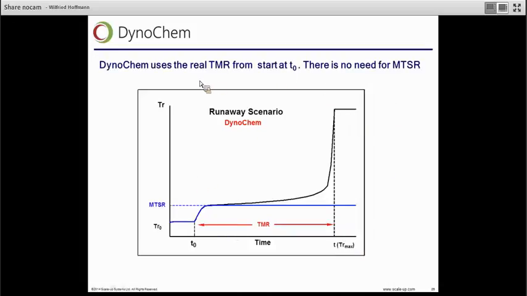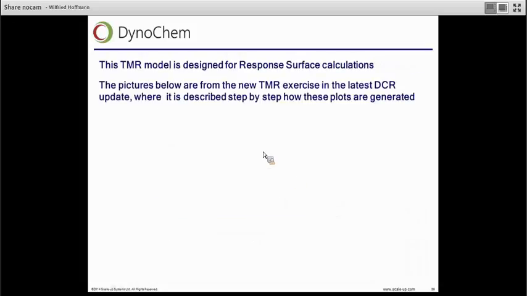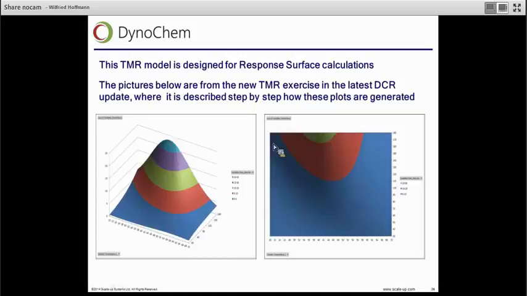This model actually was designed to also support the generation of response surfaces. Usually you will get these pictures here from the latest time to maximum rate exercise, part 4 of this. And what you see here is a nice drawing where you have the temperature, probably you can't read it, going from 20 degrees to 70 degrees. And you have the change of the feed time from 30 minutes to 3 hours. And these are the time to maximum rate. And you see it's quite a complex function.